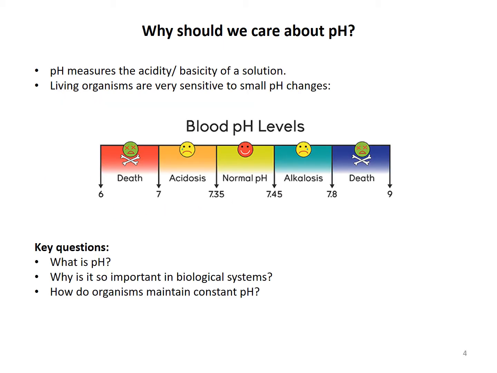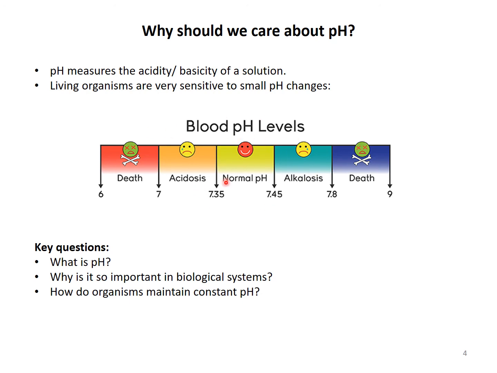So, why should we care about pH? Why is it so crucial to life? Well, we know that pH measures the level of acidity and basicity of a solution. Because we are so sensitive to minor changes in pH, even a deviation of more than 0.5 can kill us.